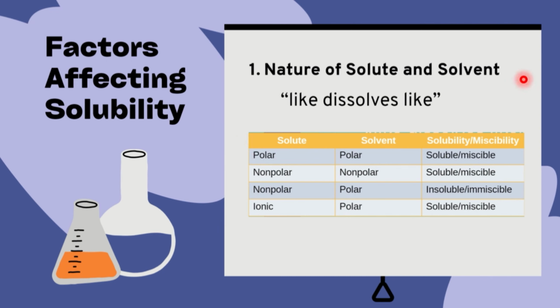First would be the nature of solute and solvent. Like dissolves like. So if we have a polar solvent and polar solute, and vice versa, we'll have soluble, which means it can be dissolved completely without any solid forms. And we have nonpolar and nonpolar, which can be soluble, and nonpolar plus polar, which is not compatible, insoluble or immiscible, and ionic plus polar, which are compatible, so they can be soluble.